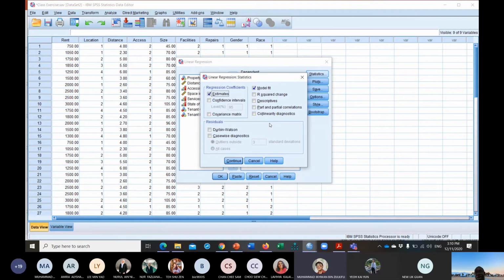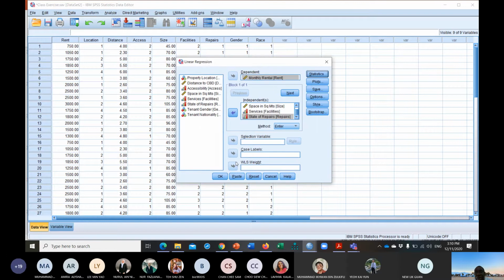Okay. Yeah. Thank you. Maybe R square change, if there's any R square change. We don't need the Durbin-Watson here. This is parametric. So we can say continue. We just choose estimates, model fit, so that then regression coefficients will be given to us. Then confidence interval, yes. At what level of significance? This is confidence interval. Normally we use 95. So 95%, okay. Continue. So anytime you are ready to run, you click OK.